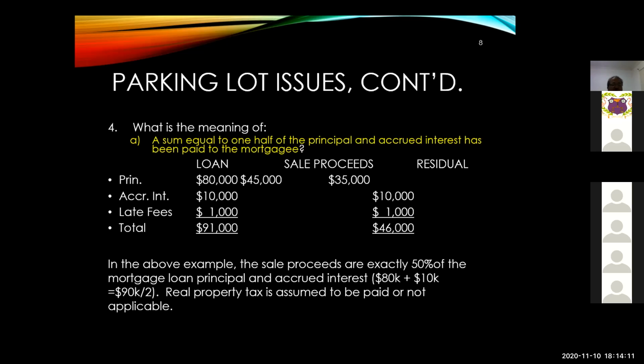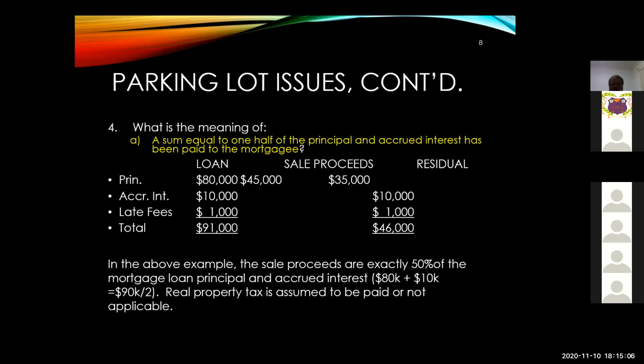So it says a sum equal to at least 1/2 of the principal and accrued interest. And of course, we know in most circumstances, the bank or the financial institution will apply the sums, first of all, to the principal and then accrued interest and late fees. In this instance, we are assuming that there's no real property tax outstanding. Because as you may know, or as we will see later on in this presentation, real property tax ranks ahead. So real property tax, it is assumed, is either to be paid or not applicable in this circumstance.